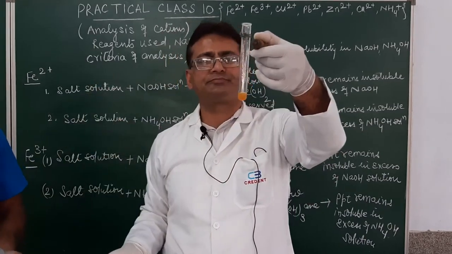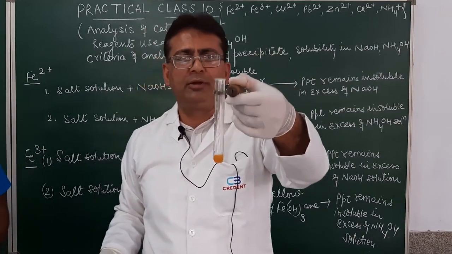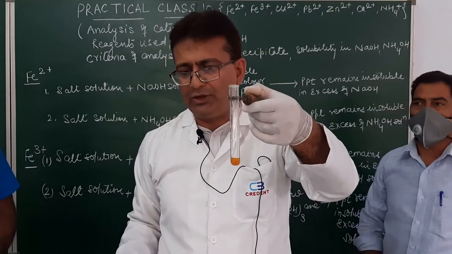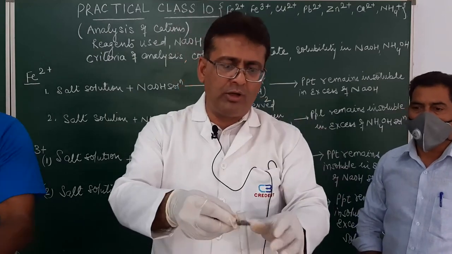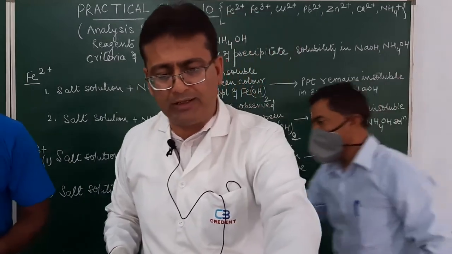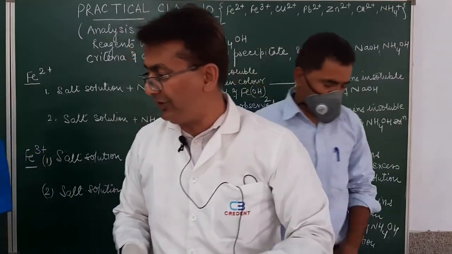See over here. What is the color of the precipitate? It will be a yellowish red color precipitate. I think this must be very clear. So the ferric chloride test with sodium hydroxide must be very clear. We are putting this again into the demonstration.